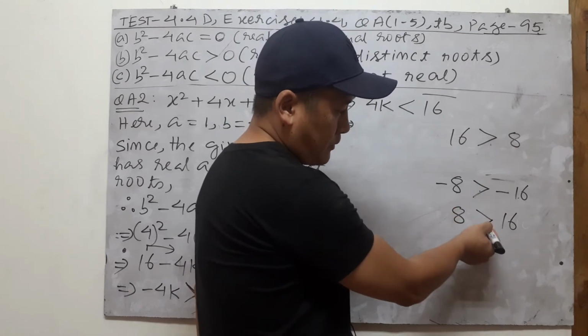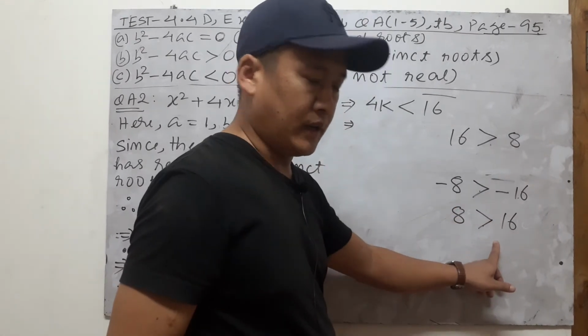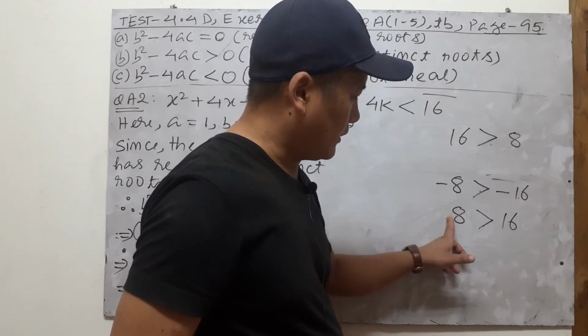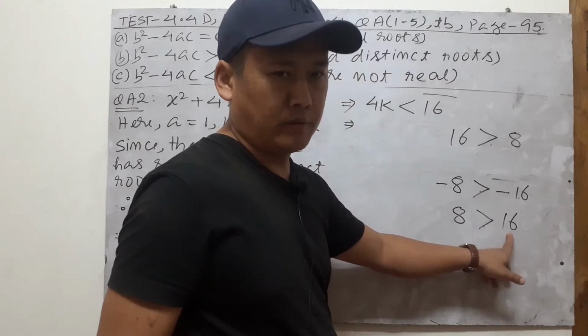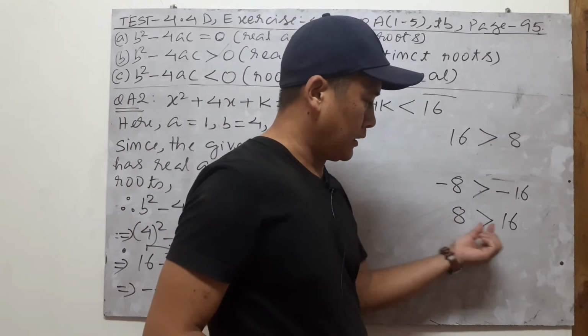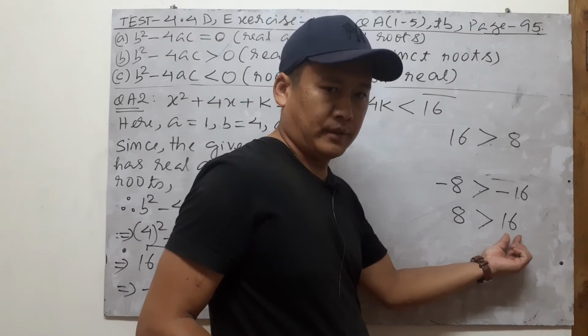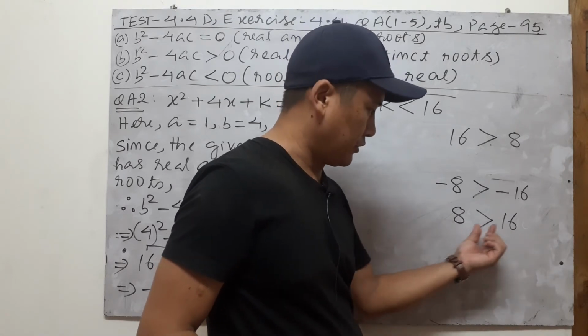Don't change but use the same sign, then this is going to be wrong. You can understand now. Plus 8 is greater than plus 16. Nobody will accept. Rupees 8 is greater than rupees 16. Not possible, right? Because it's positive now.